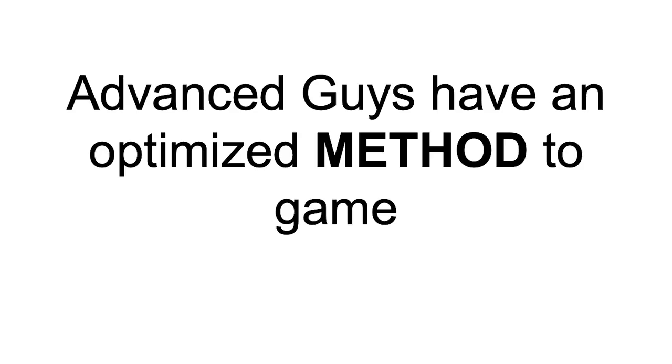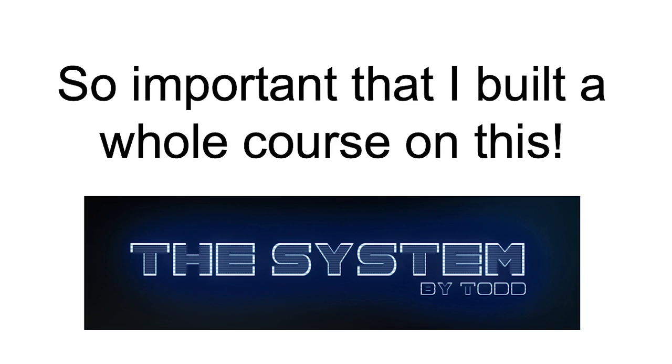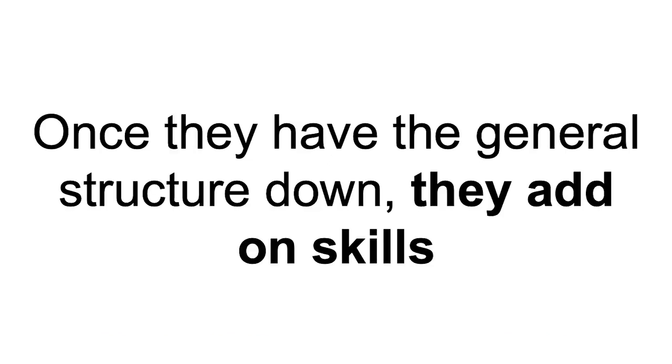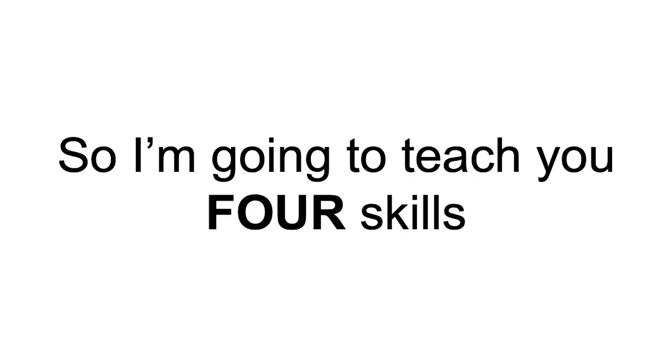Advanced guys, by contrast, have an optimized method to game. It's comprised of a structure to their interactions. They know at any given point, here's where I am, here's what I need to do next, and here's where I'm going, right? You have a game plan throughout. And this structure is so important that I actually built a whole course on this. It's a course I call The System. So this is actually something I focus a lot on. But advanced guys, once they have the general structure down, then they add the skills in to make that structure more effective. So I'm going to teach you 4 skills.